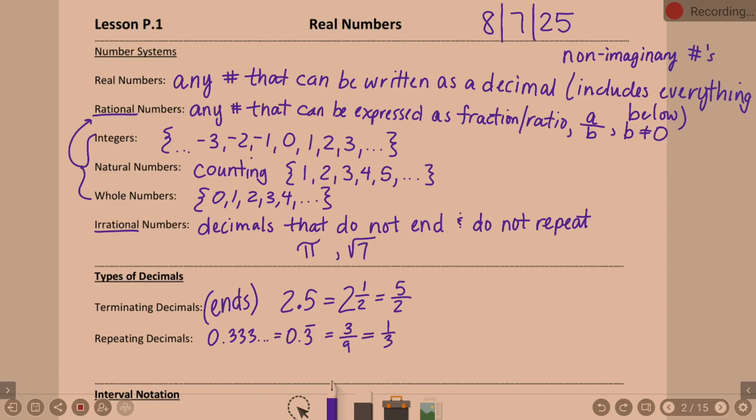0.4 repeating is 4/9. That only works for single digits. We could really go into being able to find that and all that, but I just know the basics.